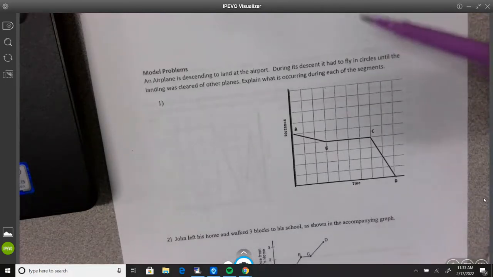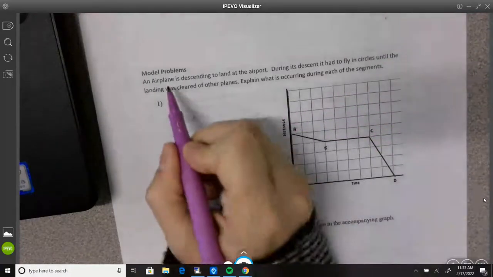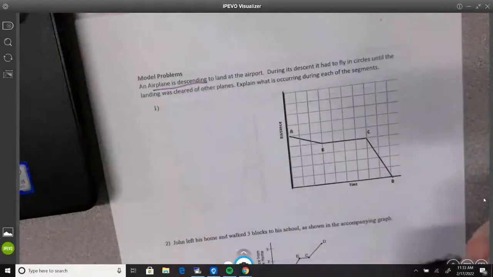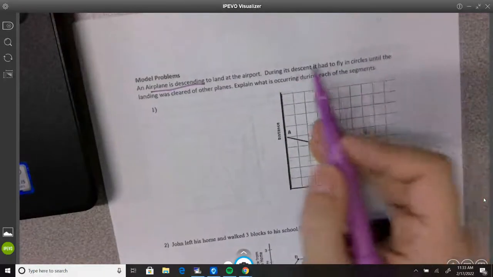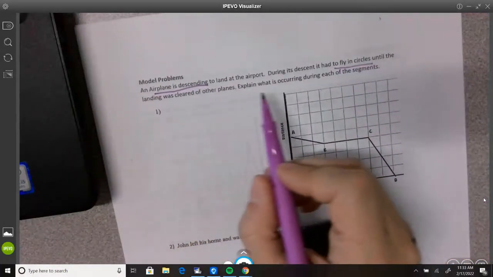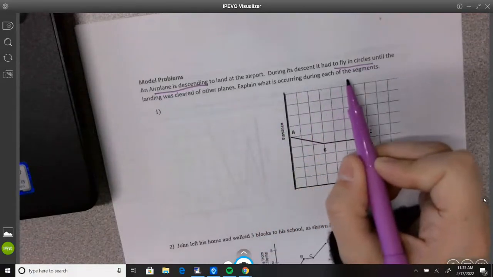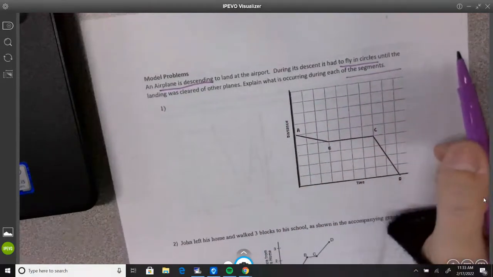So our first problem here, we are looking at an airplane that is descending to land at an airport. During its descent, it had to fly in circles until the landing was cleared of other planes. Explain what is occurring during each of the segments.